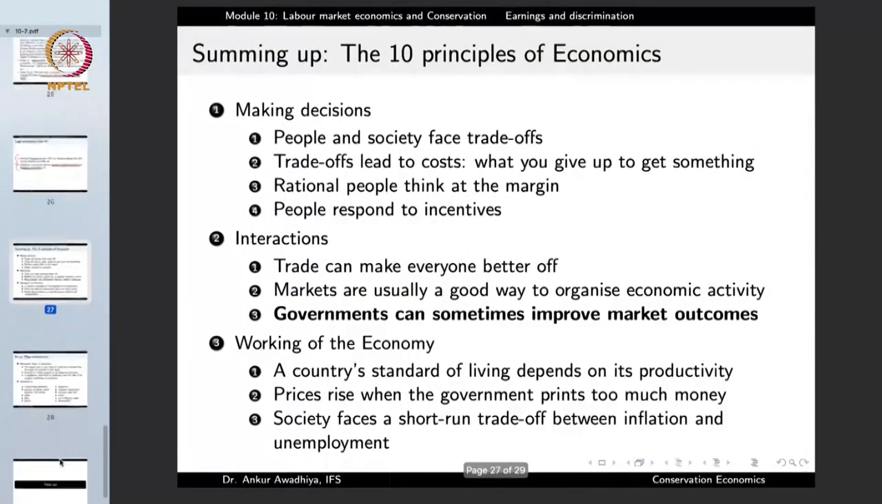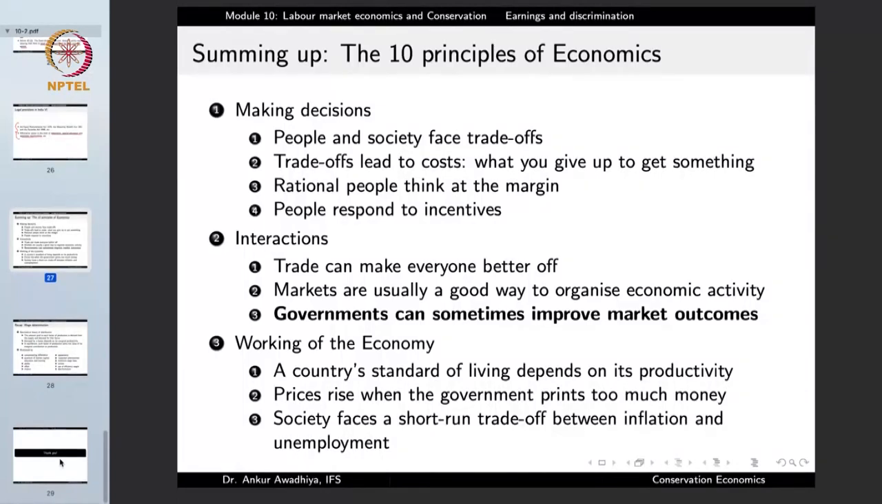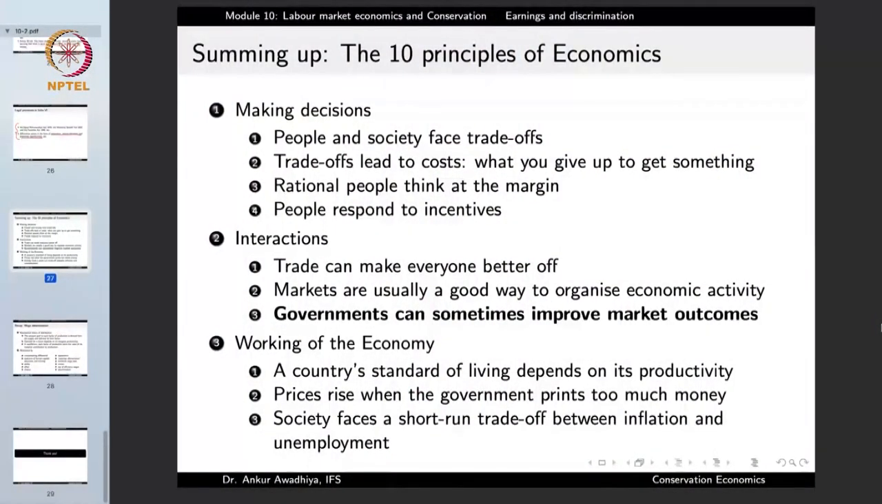And so we can also touch upon the principle of economics, that governments can sometimes improve the market outcomes. Because we saw that if the society is doing the discrimination and is paying for the discrimination, then the free market will not be able to remove discrimination. In this case, the government can act. The government can say that you cannot discriminate, and also the people that you have discriminated against, we are going to provide them with greater opportunities so that they get a level playing field from now on. And so the government can sometimes improve the market outcomes.